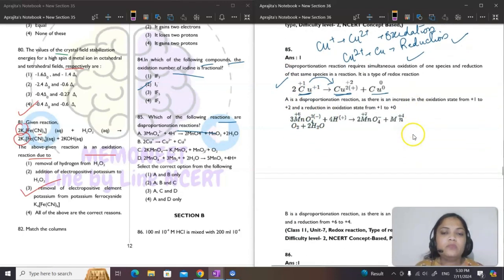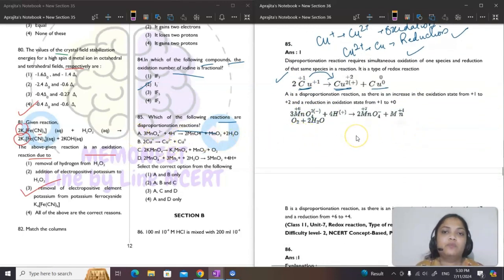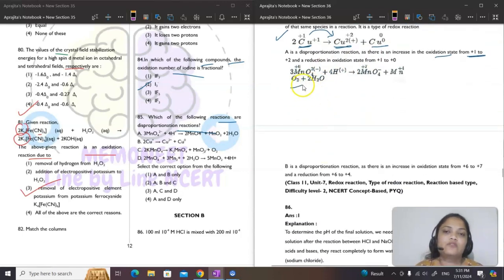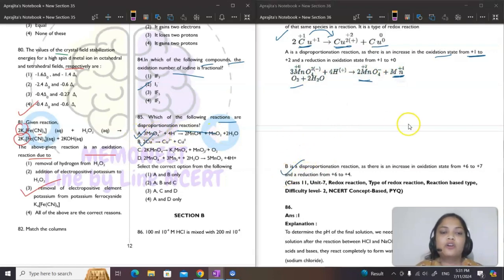Now if I talk about the first reaction, the oxidation state is increasing from +6 to +7, that is for manganese. From +6 to +7 it is increasing, and it is also decreasing from +6 to +4. So it is also a disproportionation reaction. So A and B both are disproportionation reactions. The answer is option number 1.